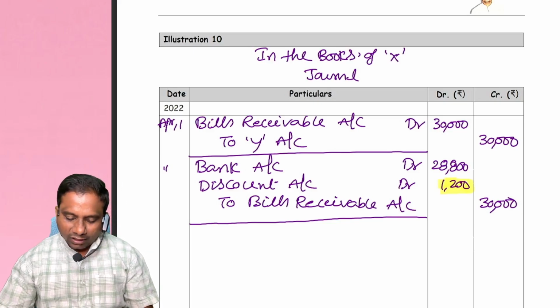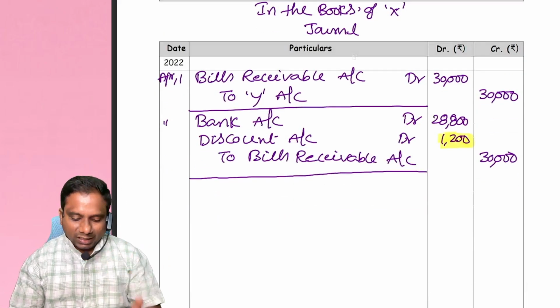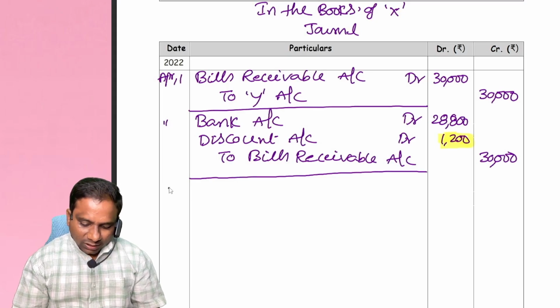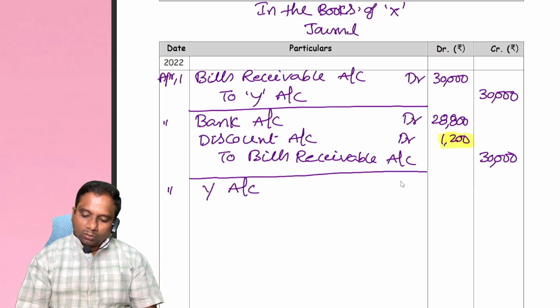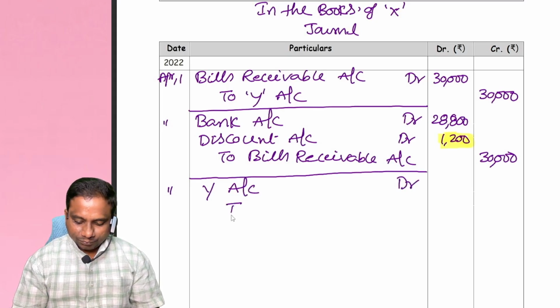So how do we record the entry? First in the books of X, because we are sending money now. What is the entry we record? To whom are we sending money? Y. Y account debit to bank account.